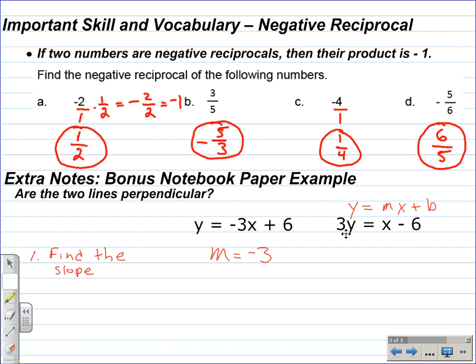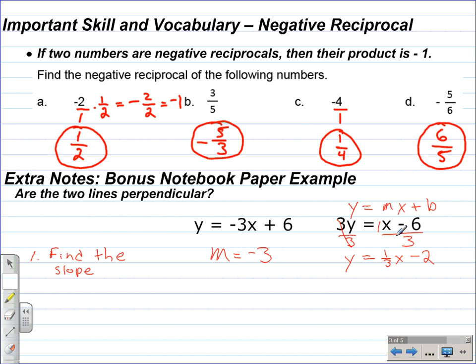We got 3 times y here. We got to get rid of that times 3, so we have to divide each side of the equation by 3. When we do that, 3y divided by 3 leaves y. Bring down the equal sign. 1x divided by 3 is 1/3 x. Remember, that coefficient right there is a 1. So 1/3x. And -6 divided by 3 is a -2.